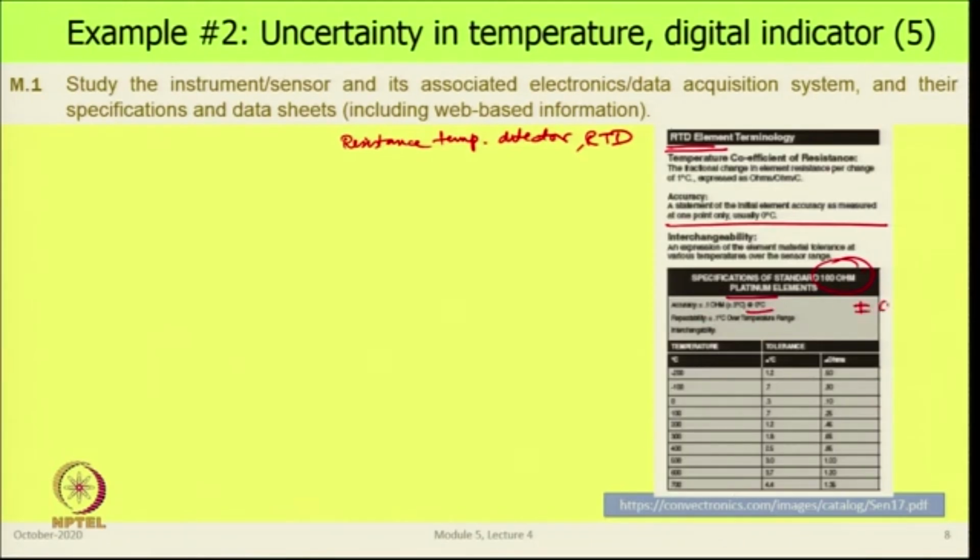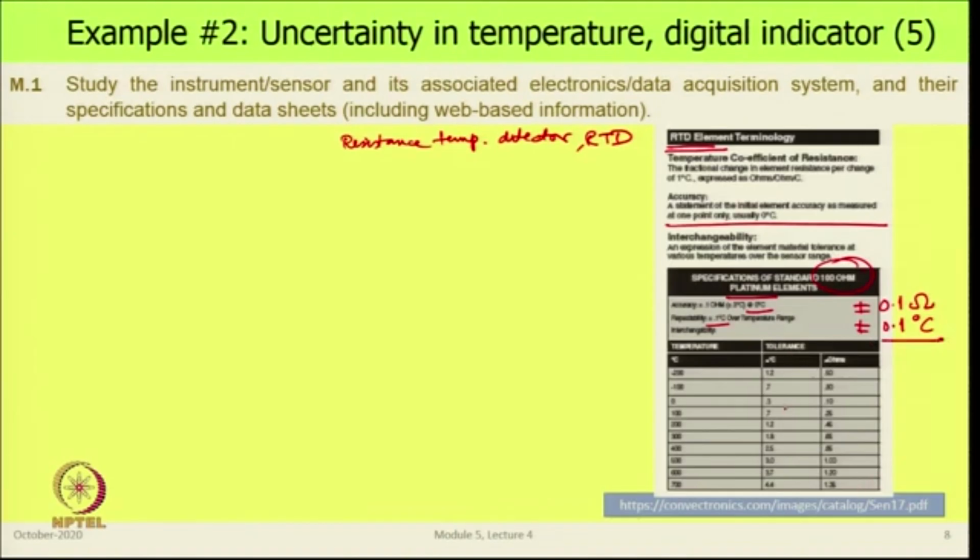So, this is plus minus 0.1 ohm, and repeatability is plus minus 0.1 degrees Celsius over the temperature range. This is pretty good repeatability. That means, if you come back to the same thing with the same instrument again and again, you will get all temperatures which are within this much.